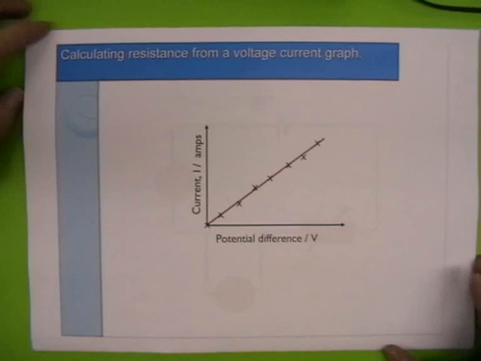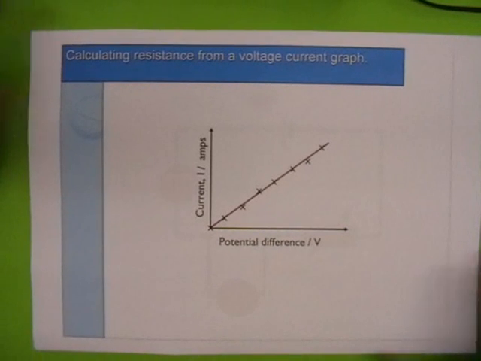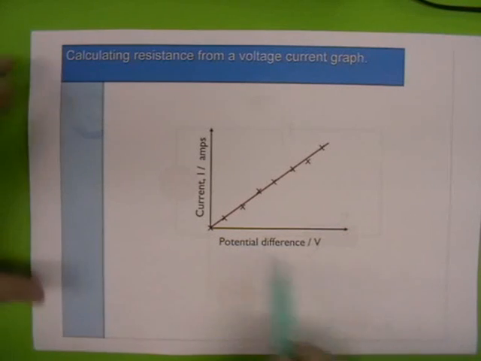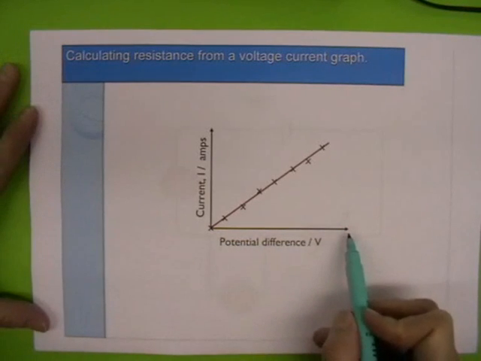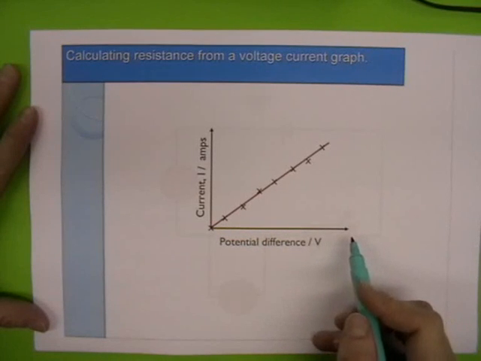So how do you calculate resistance from a voltage current graph? Now, it depends on what way the graph is drawn. You have to learn these graphs with voltage across the x-axis. In class, we may have plotted it the other way round. And when you plot it the other way around, the gradient of the graph gives you resistance.